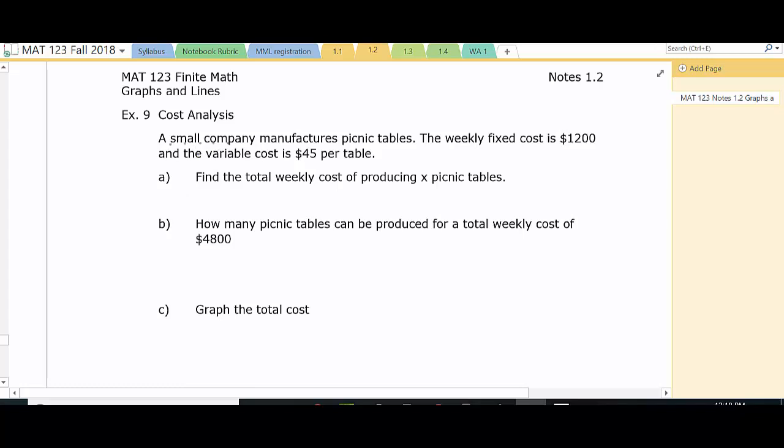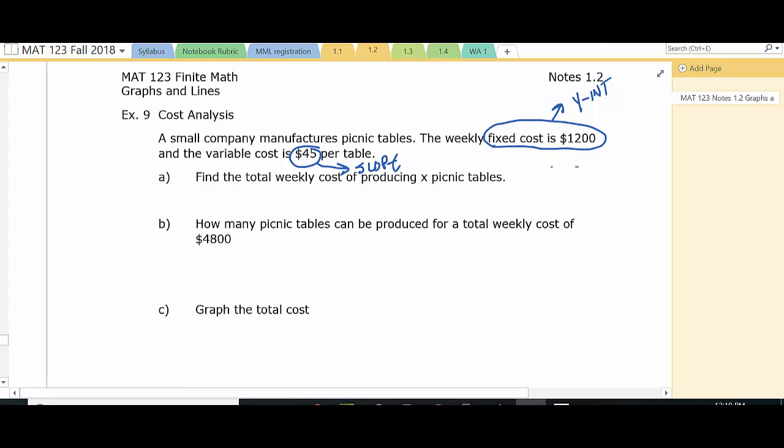So let's go to the next page and start putting this together. You want to be able to read this and assimilate the information. It says the company is manufacturing picnic tables, and the key thing is I've given you a fixed cost. That is really the y-intercept. You might make a note to yourself, because anytime you see that, it's going to be a y-intercept. And then the variable cost is $45 per table. What that represents is the slope.